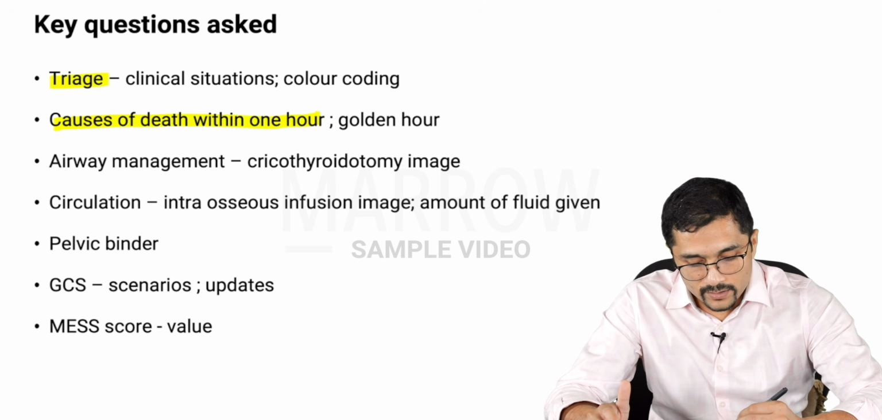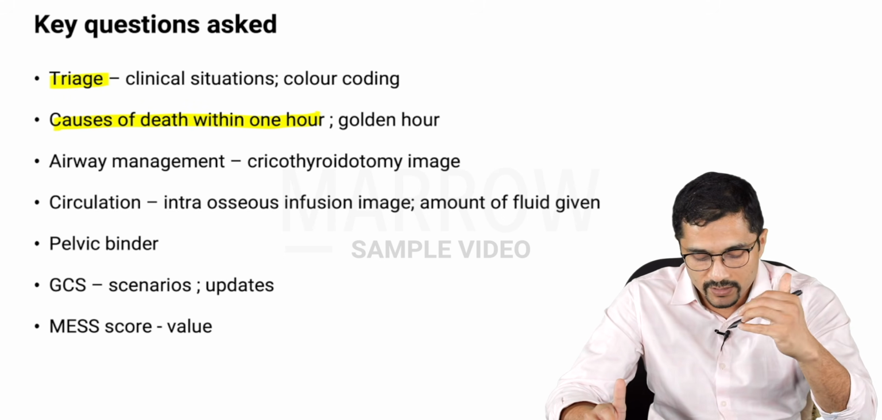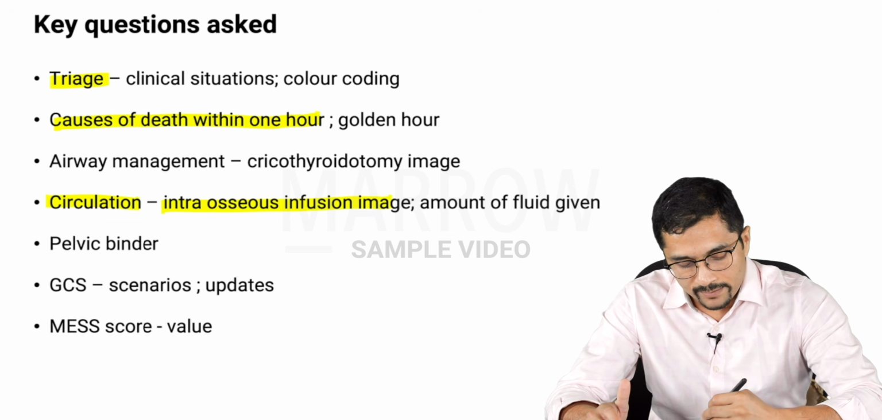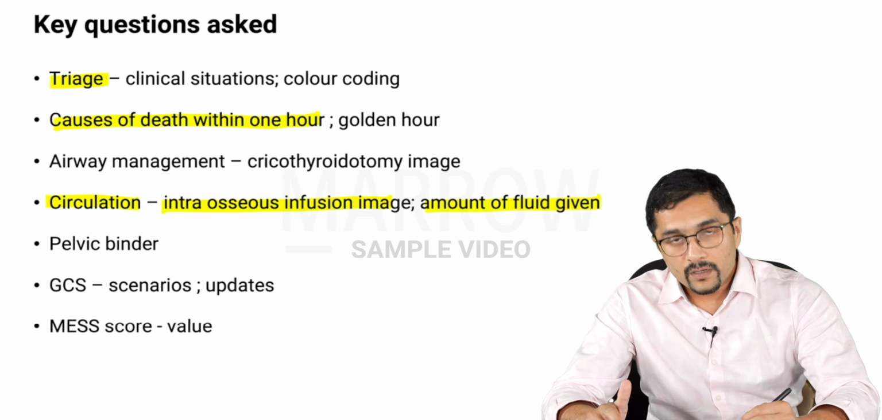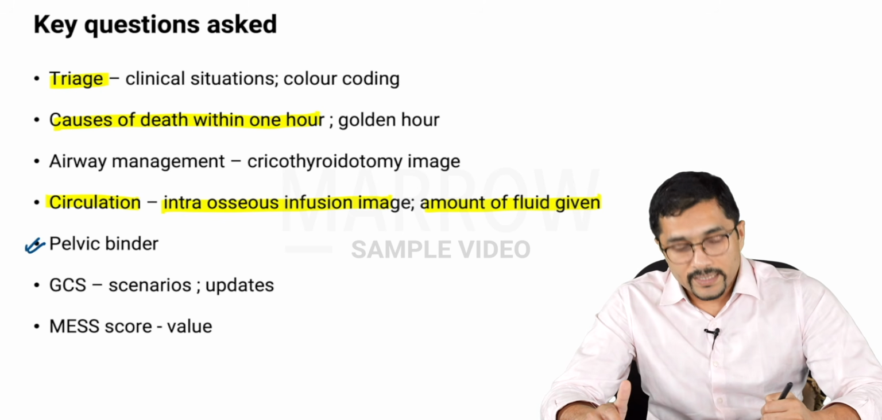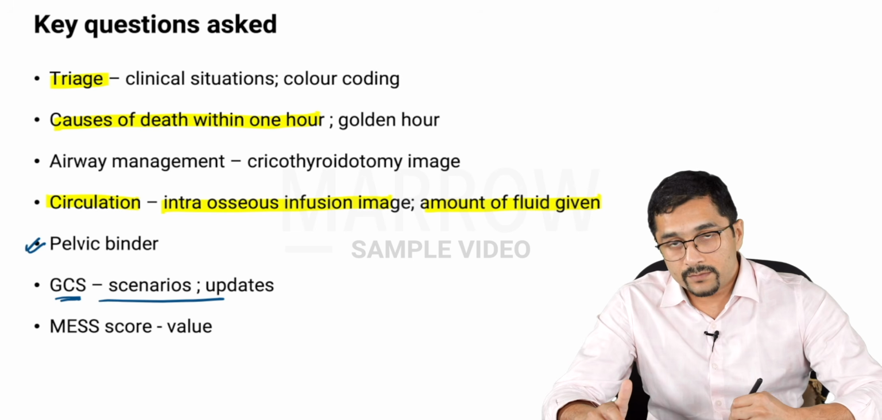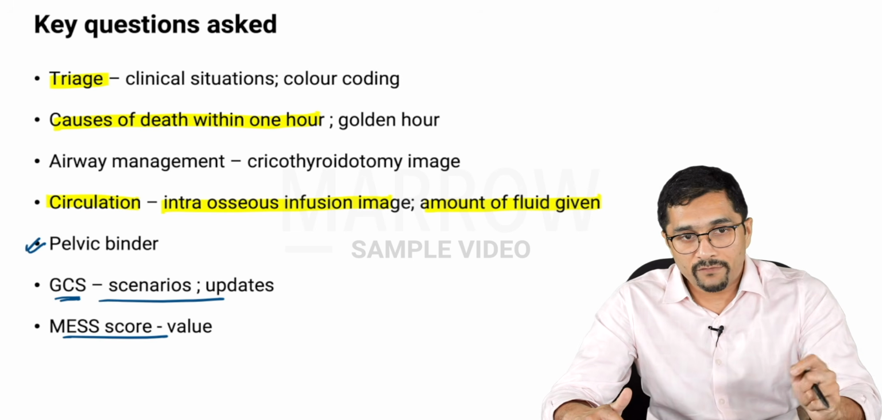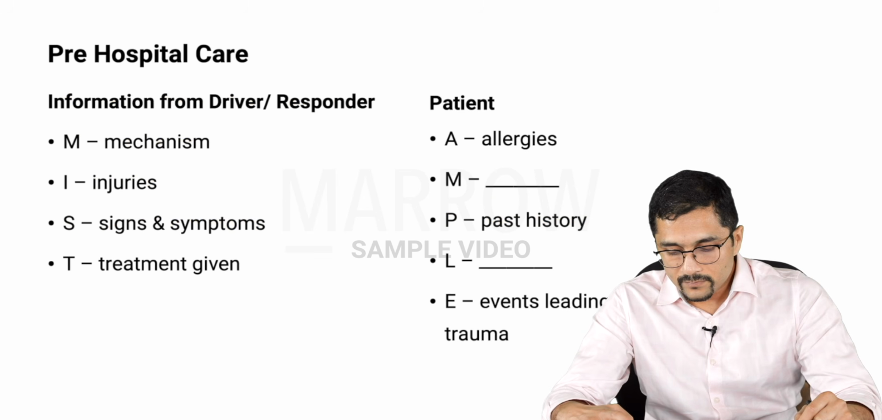causes of death within 1 hour, that is the golden hour, airway management, the image of cricothyroidotomy was asked in the NEET PG exam, intraosseous infusion image was asked in the NEET PG exam, amount of fluid given was asked 3 years back, pelvic binder was an INI-CET question this time, GCS scenarios and updates, many times they have been asked, and the mangled extremity severity score value which determines amputation has also been asked.